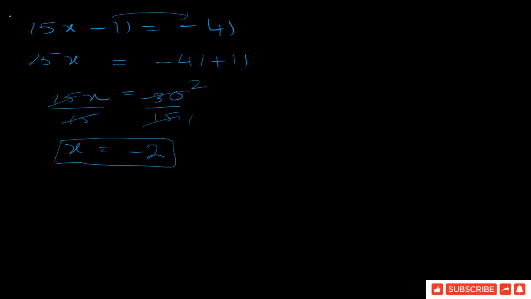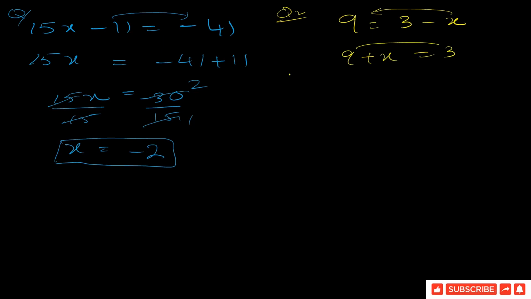Okay. Another question we tried. 9 is equal to 3 minus x. Now again, the sign of x will change when we take x to this side because we want to make x always positive. So it will become 9 plus x is equal to 3. We need the value of x only. So we take 9 to the other side. x is equal to 3 minus 9. So x is equal to negative 6. That's it.